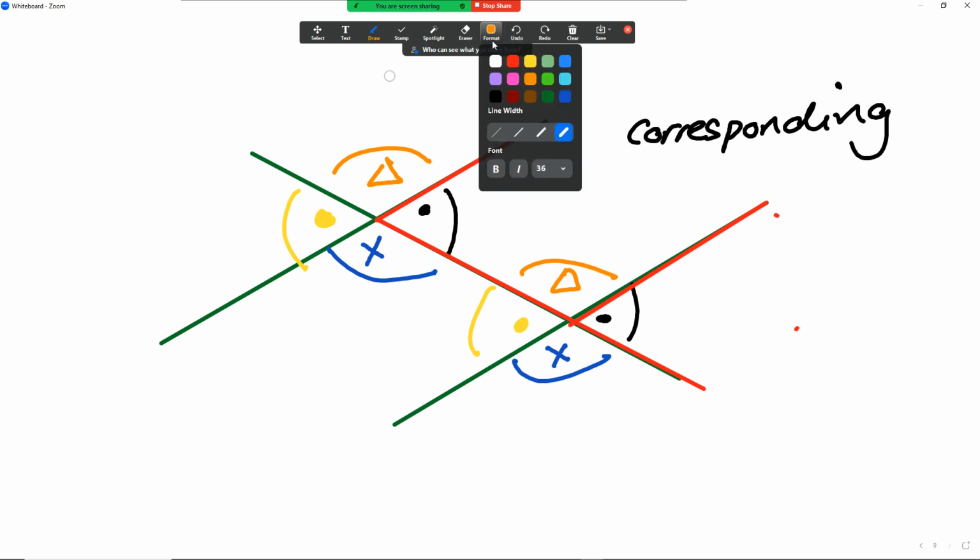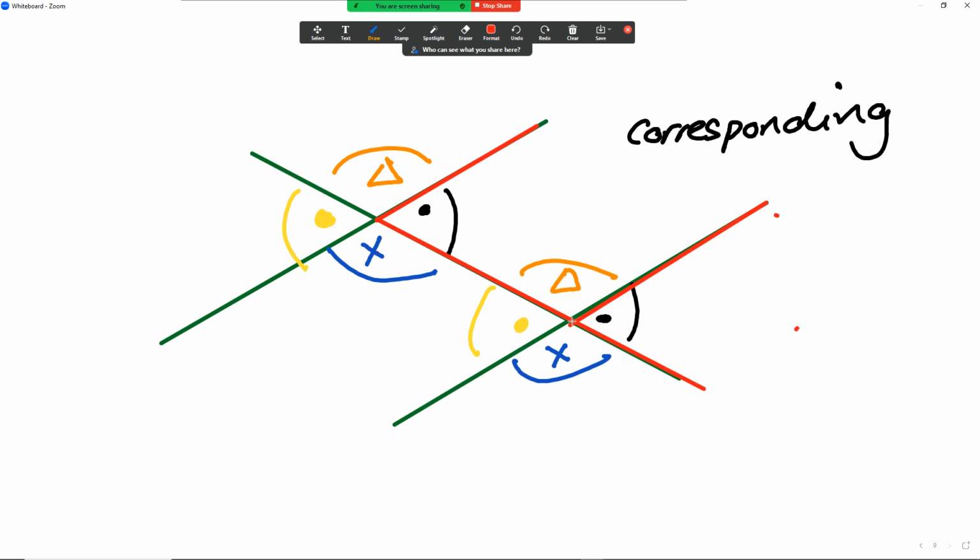If you're starting, let's say, where two lines intersect, and you go to the bottom left, you go to the bottom right, you can see those two angles will be equal. If you go left, those two angles will be equal. If you're going up, those two angles will be equal. They correspond. And if you're going down, those angles will also be equal, also known as corresponding angles. So corresponding angles are equal.